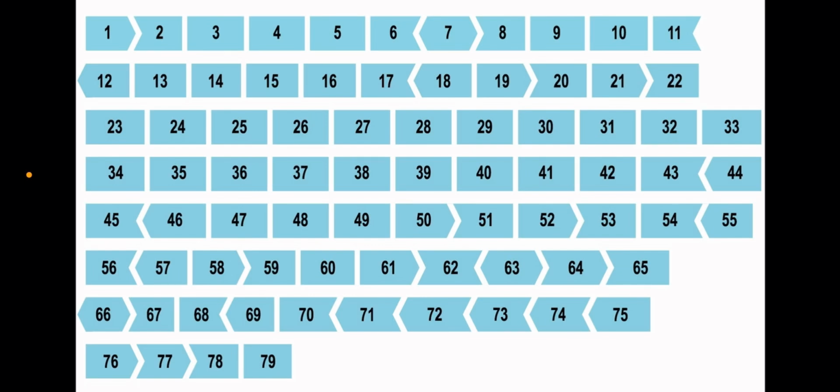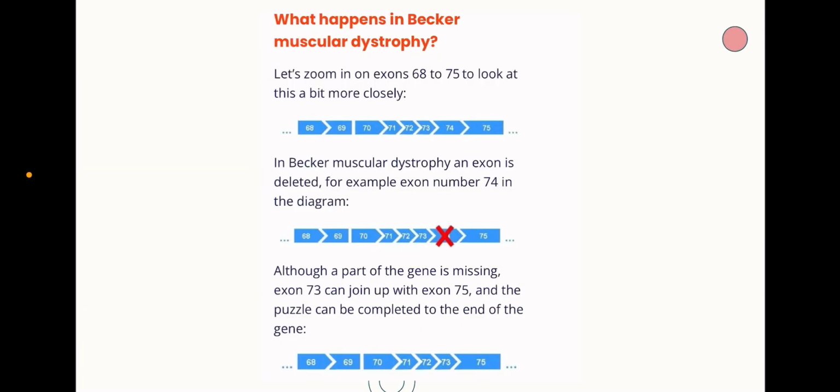And translation of these exons allows muscle cells to make small amounts of partially functional proteins. These partially functional proteins come from Becker muscular dystrophy, also known as the in-frame mutation. So here's an example. In this case, the 74 train car gets deleted. That means the 73 train car and the 75 train car have to come together. They have to be compatible. And in this case, they are, because the puzzle pieces fit with each other.